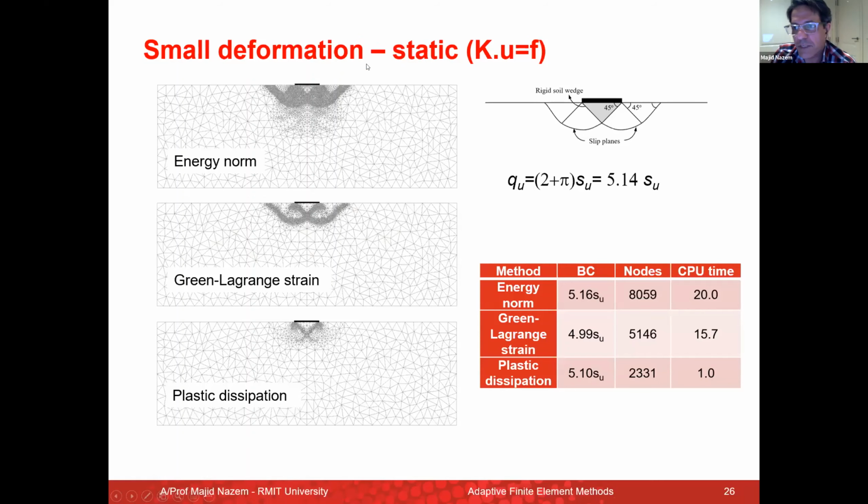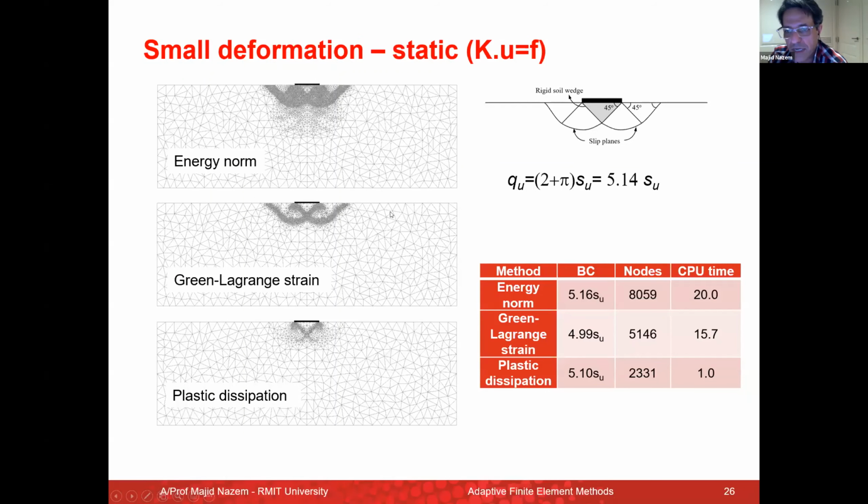With a small deformation, we know the exact plasticity solution. It's called the Prandtl plasticity solution. And of course, the bearing capacity of soil under this strip footing is obtained by 2 plus pi times its shear strength, which is 5.14 times SU. We use 3 different error estimators for conducting our RH adaptivity here: energy norm, Green-Lagrange strain, and plastic dissipation.